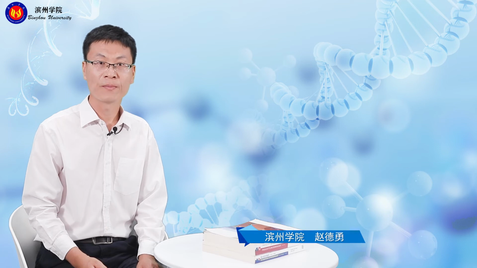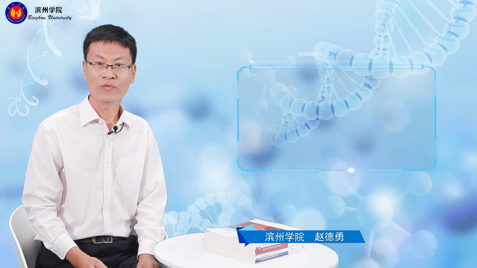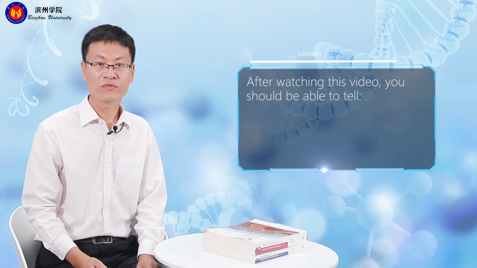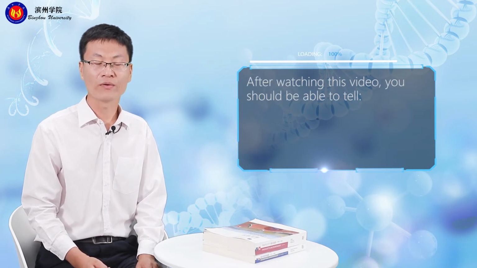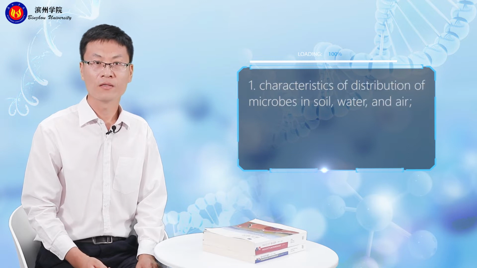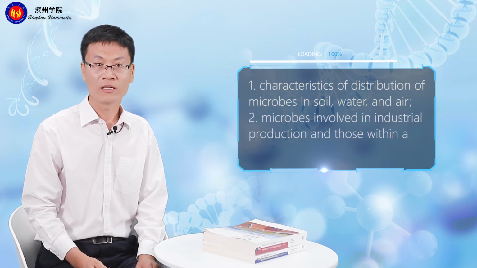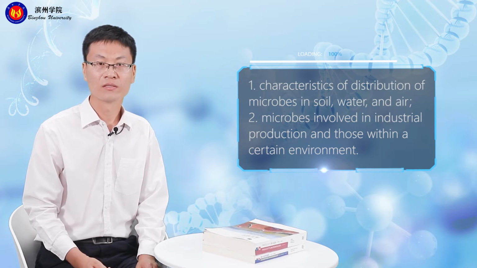Hi everyone. In this section, we will talk about distribution of microbes in nature. After watching this video, you should be able to tell, firstly, the characteristics of distribution of microbes in soil, water, and air. And secondly, microbes involved in industrial production and those within a certain environment.